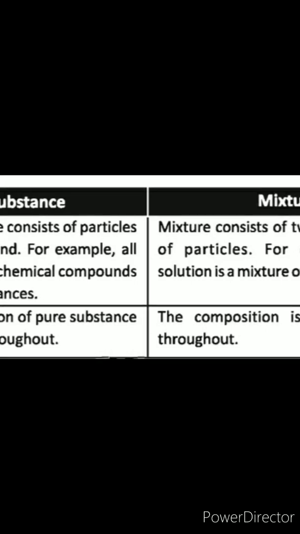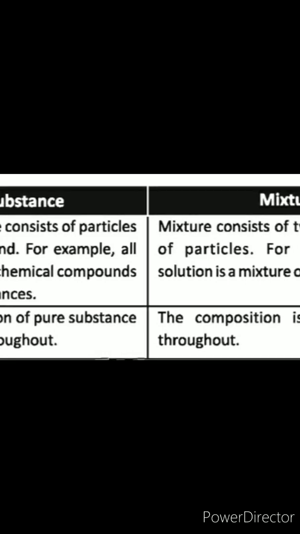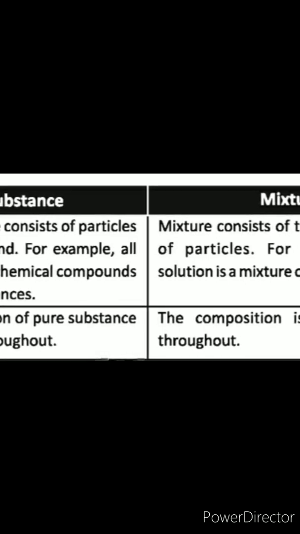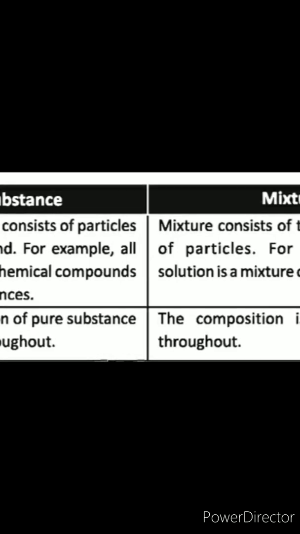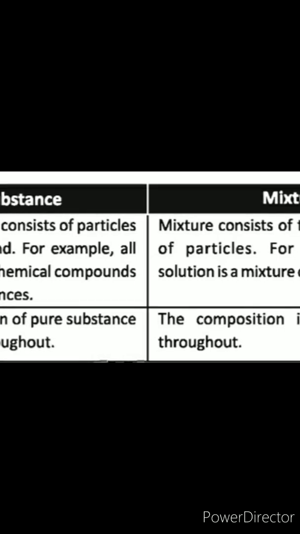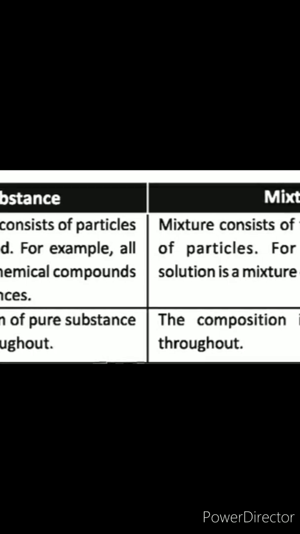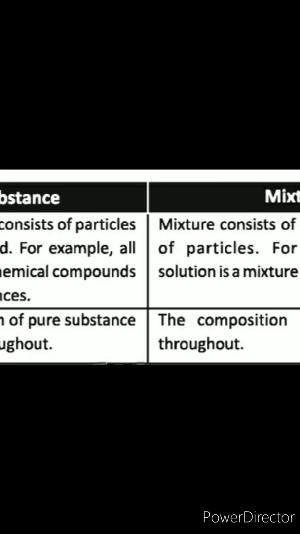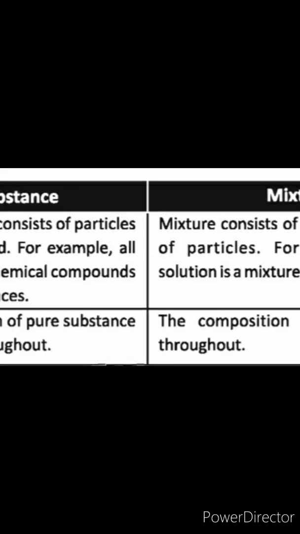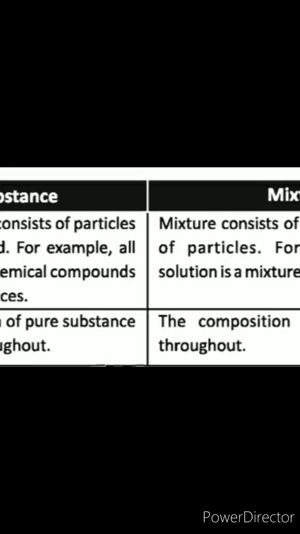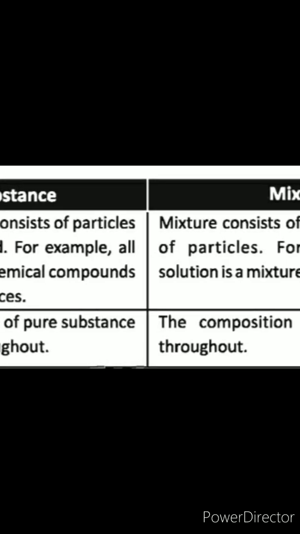Okay, next, second point, homogeneous mixture and heterogeneous mixture. A mixture is homogeneous when its various components are uniformly spread throughout the mixture, and each part of the mixture has the same property. Homogeneous means the particles will be mixed equally everywhere. Okay, and components of a homogeneous mixture cannot be seen by naked eyes or through a magnifying glass.